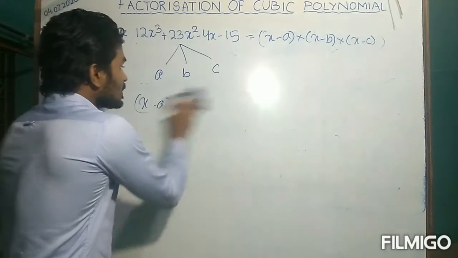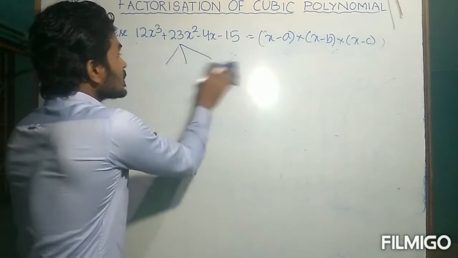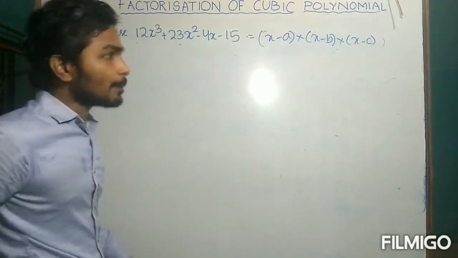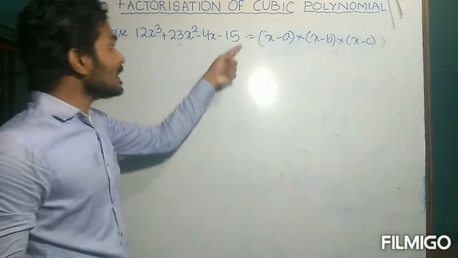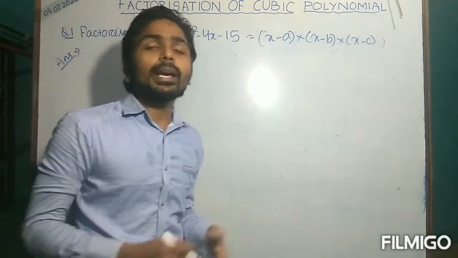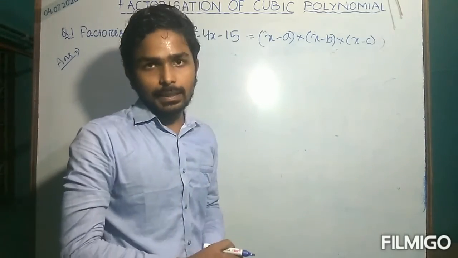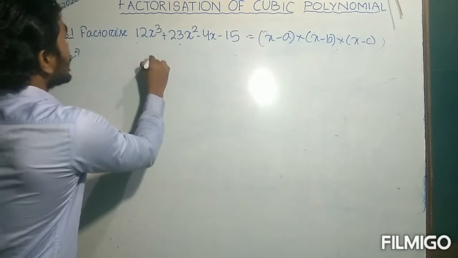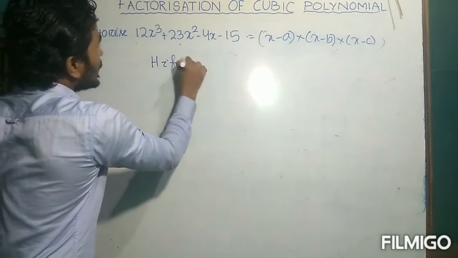Okay, so let us discuss how we can find such zeros. In order to find the zeros of such a polynomial, we have to use a special technique, and that technique is known as the hit and trial technique.